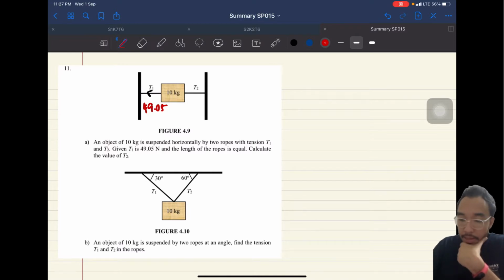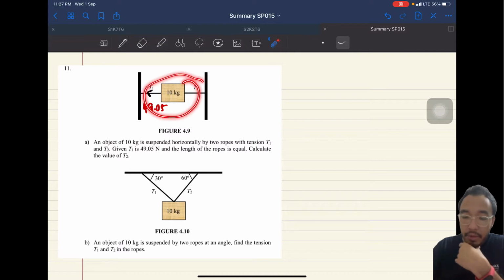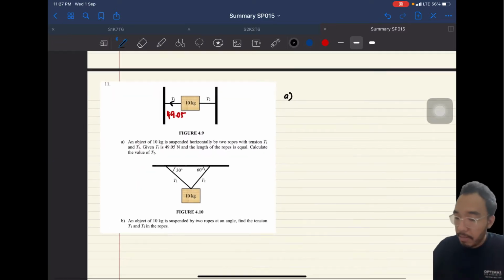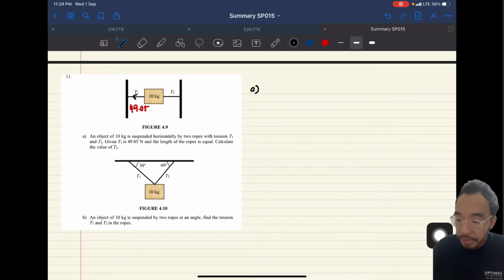Okay, this one actually, in the real world you wouldn't get this kind of situation. If these are ropes, obviously you will have a slight angle, even if it's minimal, so that it can balance off the weight. If I try to draw the free body diagram, maybe you can see why it doesn't make much sense. It's okay, this is just a question, so don't worry about that.